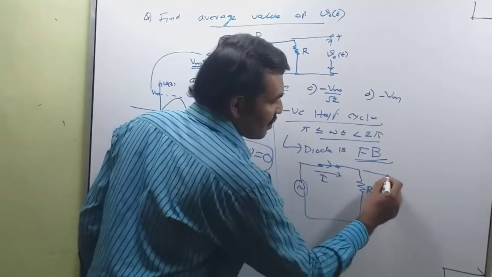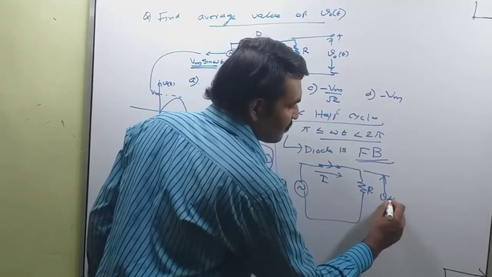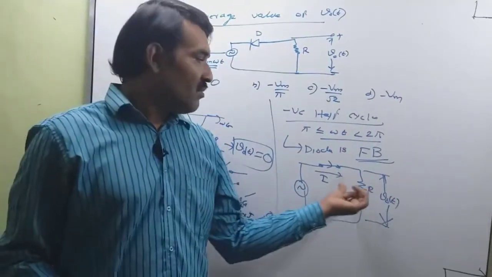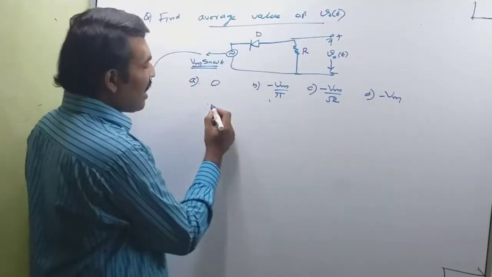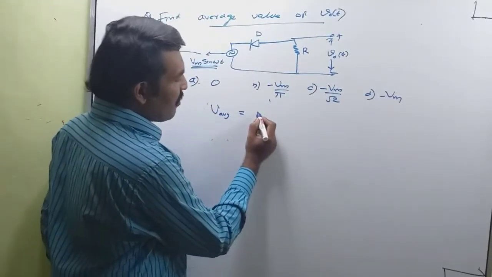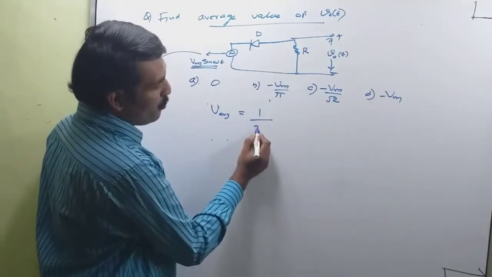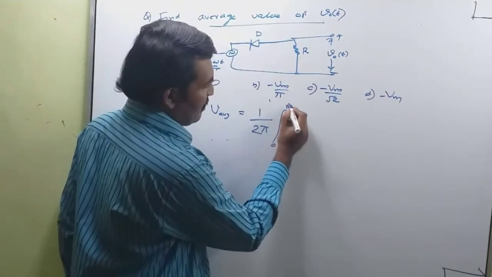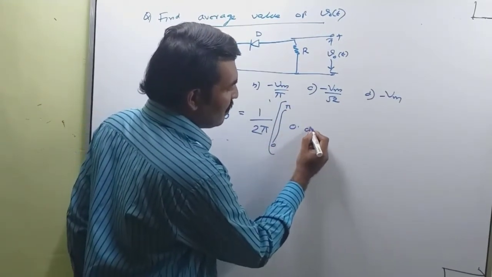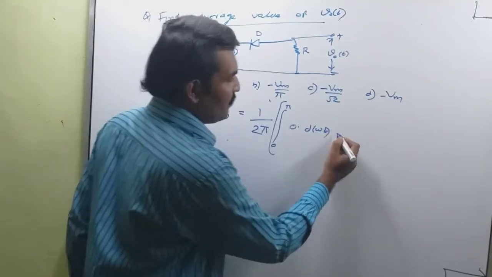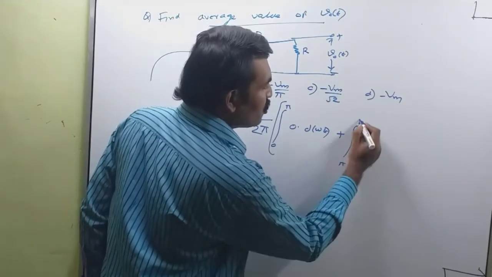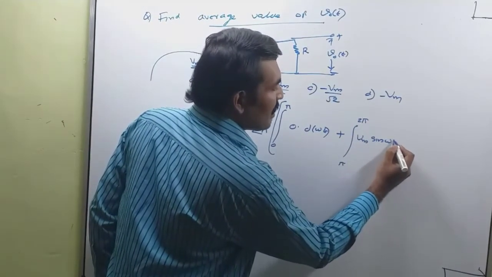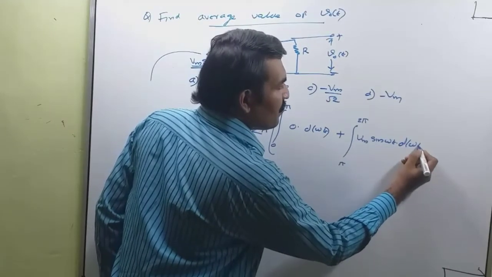This is R and this is our V of t. Now we want to find the average value of this voltage, that is, the voltage across the resistance. Average is equal to 1 by T, where T is the period 2 pi. Integral 0 to pi, the value is 0, d omega t, plus pi to 2 pi, Vm sin omega t, d omega t.